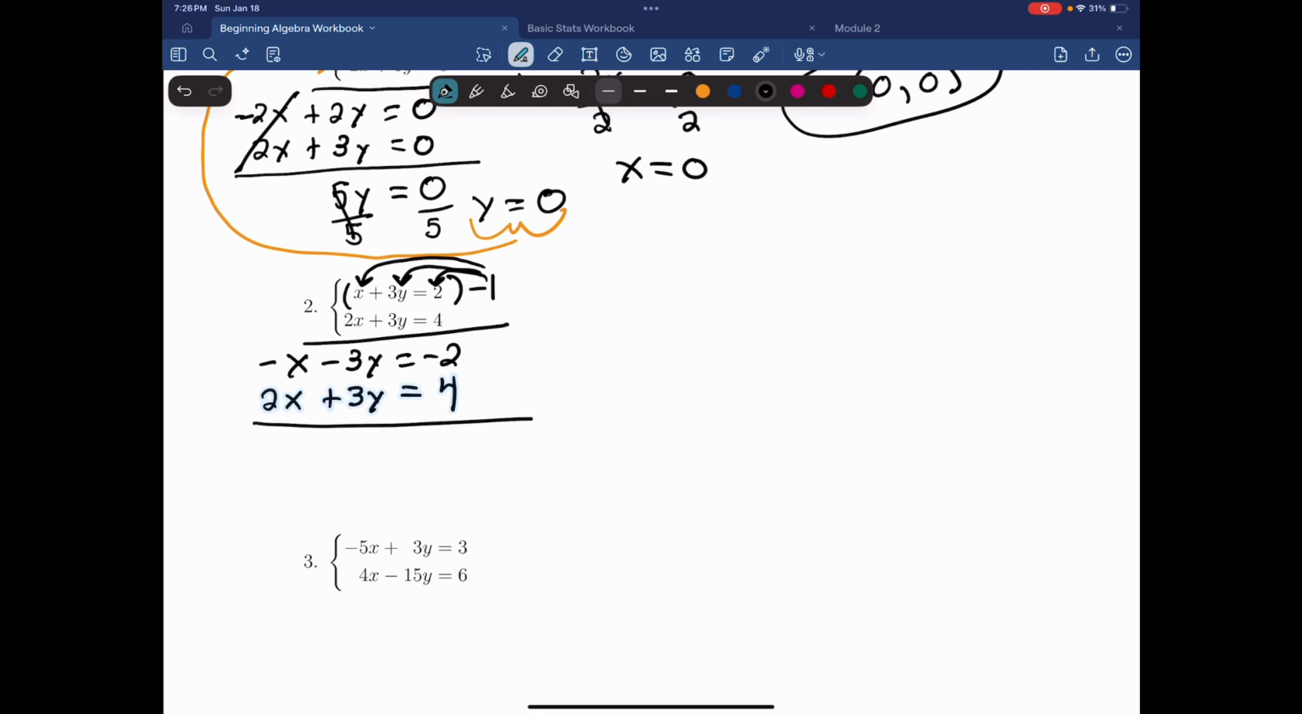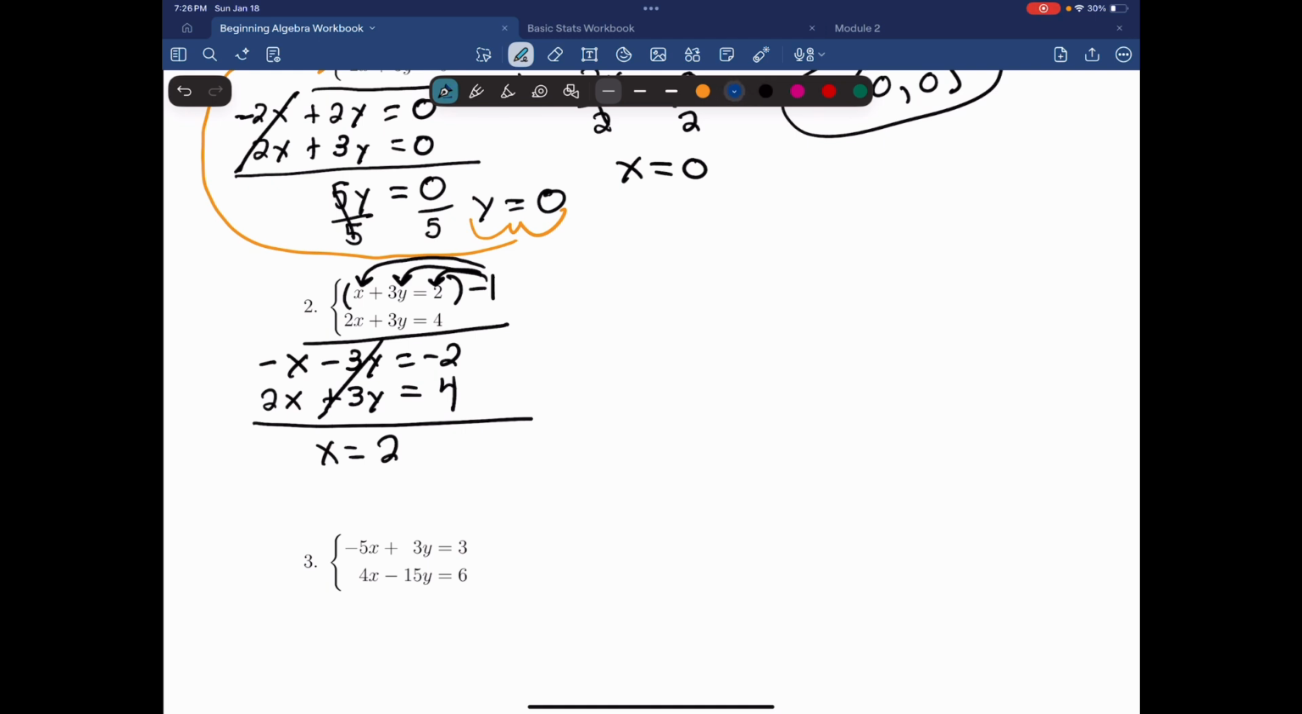And now, when I combine like terms, we have -x and 2x, so -x plus 2x ends up becoming just 1x, or just x. And then -3y plus 3y, well, those cancel. And then we're going to say x equals -2 plus 4, which is just +2. Well, we just have x equals 2, so that's our answer. That's what x equals. So that was easy.